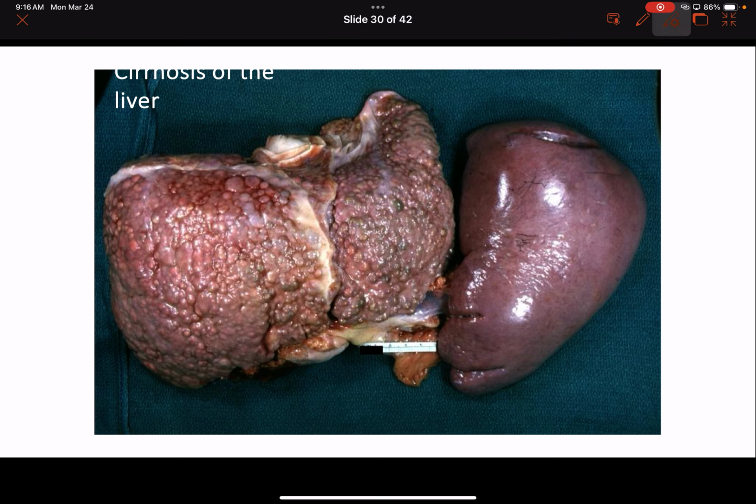Cirrhosis is the last stage of inflammation. These hepatitis forms can eventually progress into cirrhosis. So hepatitis leads to cirrhosis. And what happens with cirrhosis is you have the replacement of damaged tissue with scar tissue, or fibrosis.